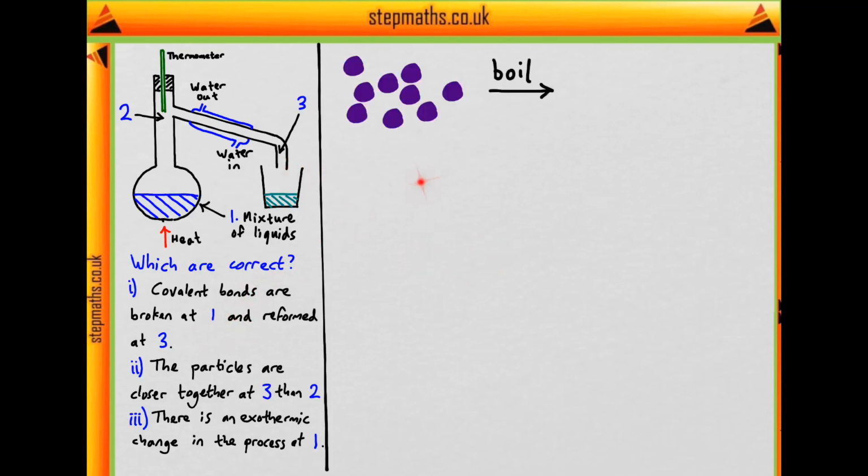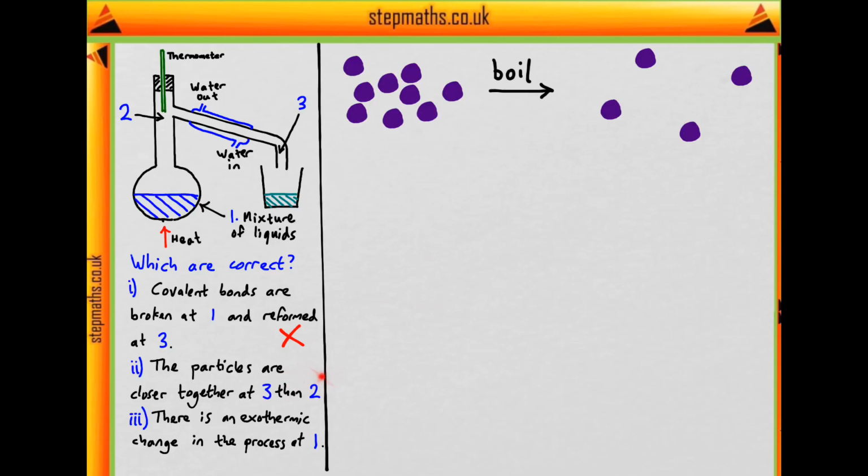Well, if we take a liquid and we boil it into a gas, what's happening? Well, we're not breaking covalent bonds, we're just breaking the intermolecular forces, which could be van der Waals or hydrogen bonds. And we know that the covalent bonds are only found on the internal structure of each of these molecules, so none of these are changed. Covalent bonds aren't broken or reformed, so we can say statement 1 is wrong.